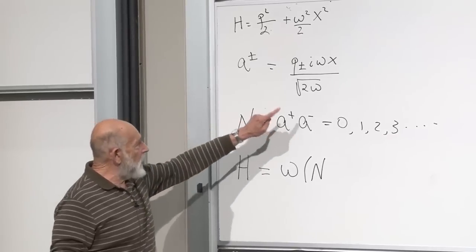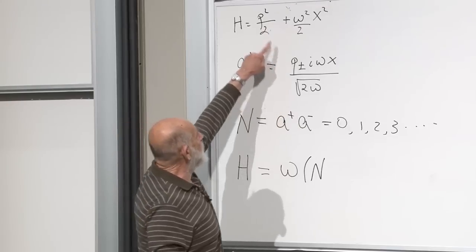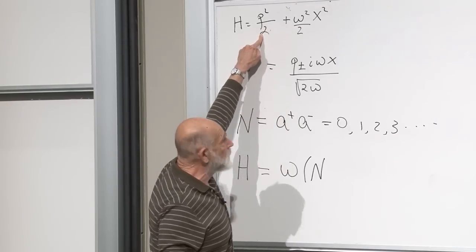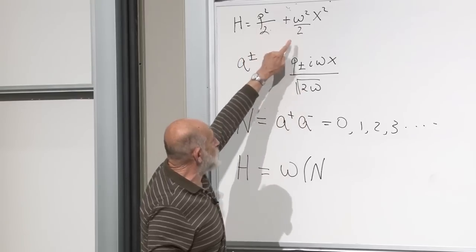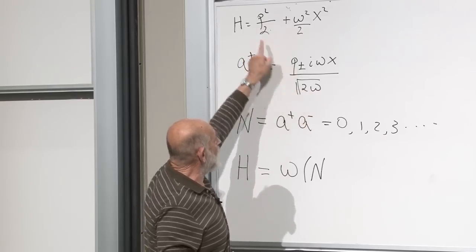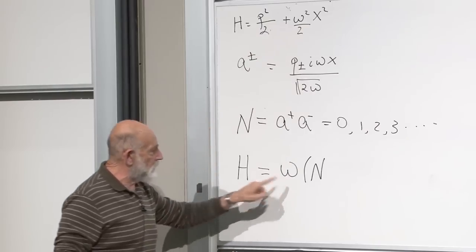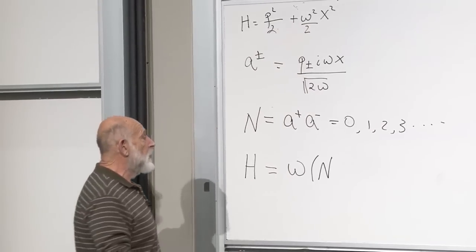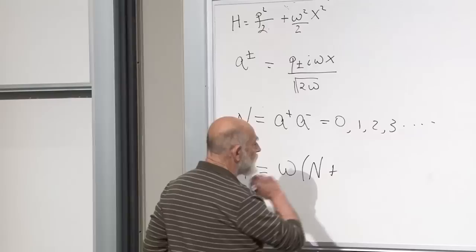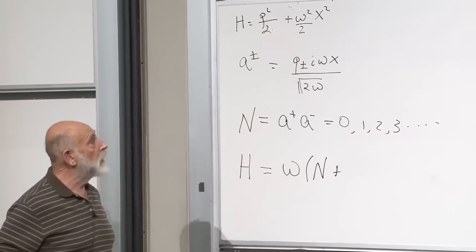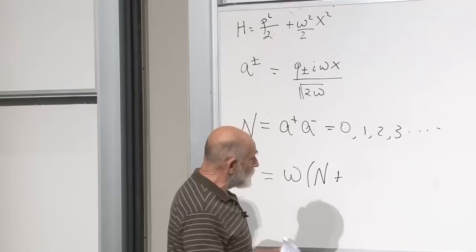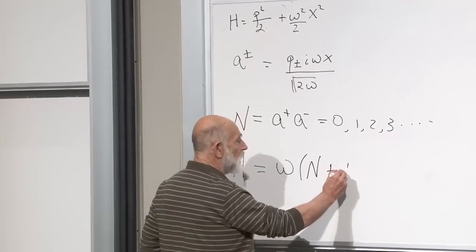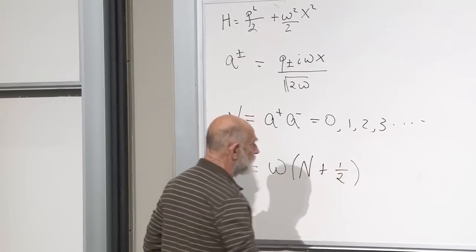If you multiply a plus times a minus, clearly you get something which looks like this. There's a 2 downstairs, that's this 2, and there's an omega downstairs. That's why I have to compensate it with an omega here, omega n. But quantum mechanically, there's a little correction, and the correction comes because the a plus and a minus don't commute. And that gave us an n plus 1/2.